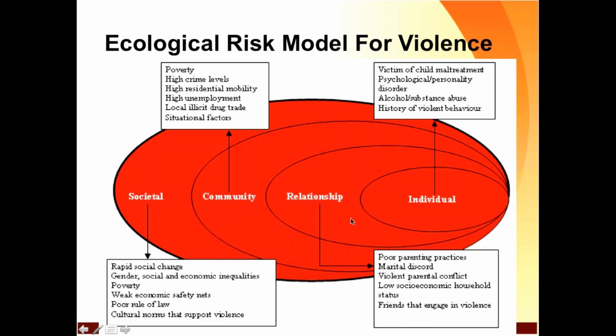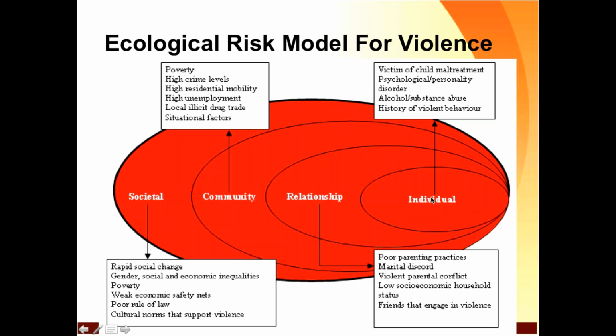So if we look now at the individual level, this would be factors relating to a particular person. It might be a biological or psychological factor. In this instance, we can say the person might have an alcohol addiction, or they're a binge drinker. They might have a psychological or personality disorder as examples.